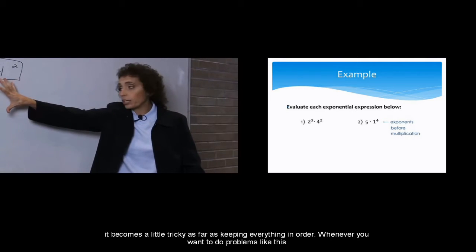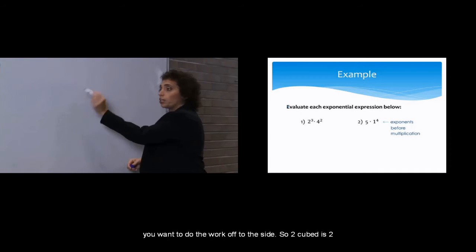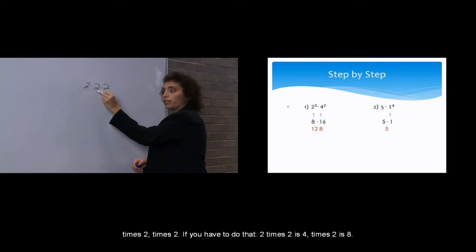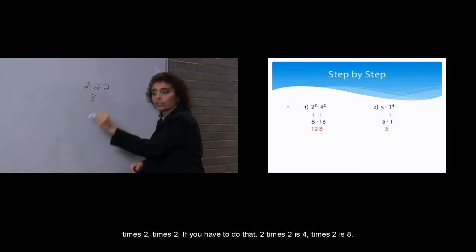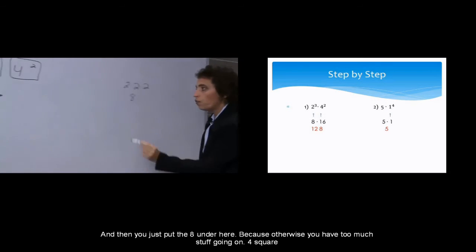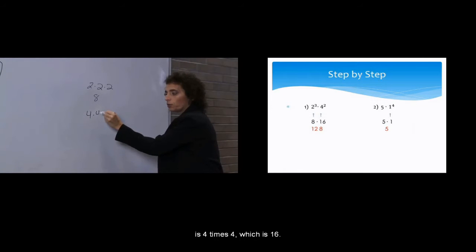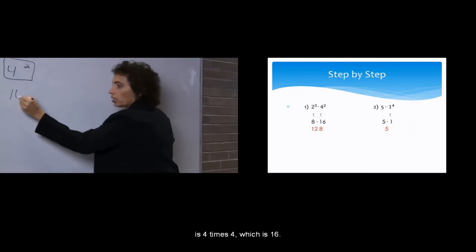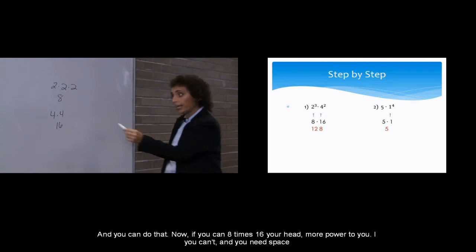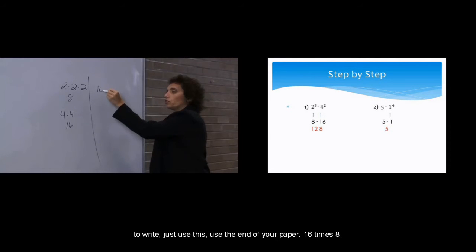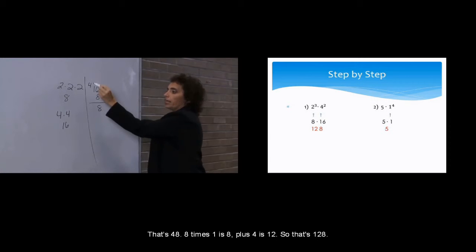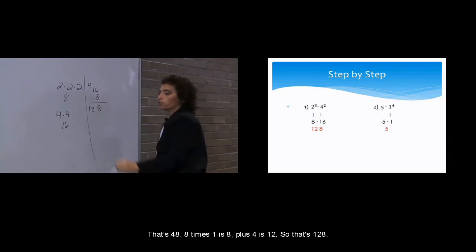Whenever you want to do problems like this, you want to do the work off to the side. You don't want to do it underneath. So 2 cubed is 2 times 2 times 2 if you have to do that. 2 times 2 is 4 times 2 is 8. And then you just put the 8 under here, because otherwise you have too much stuff going on. 4 squared is 4 times 4, which is 16, and you can do that. Now, if you can do 8 times 16 in your head, more power to you. If you can't and you need space to write, just use the end of your paper. 16 times 8, that's 48. 8 times 1 is 8, plus 4 is 12, so that's 128.